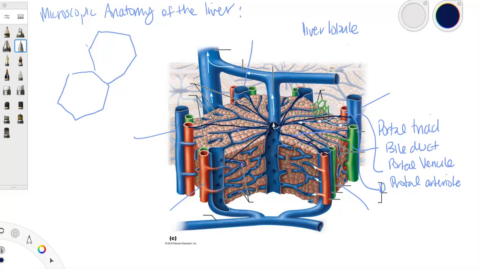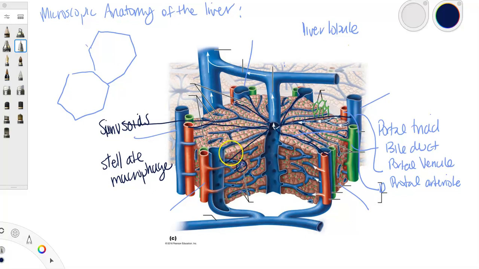These things are what we call sinusoids. So these little blue things here are called sinusoids. And within the sinusoids are things like macrophages, something called, which I think is right here, but that's a stellate macrophage. And that's for detoxing, right?